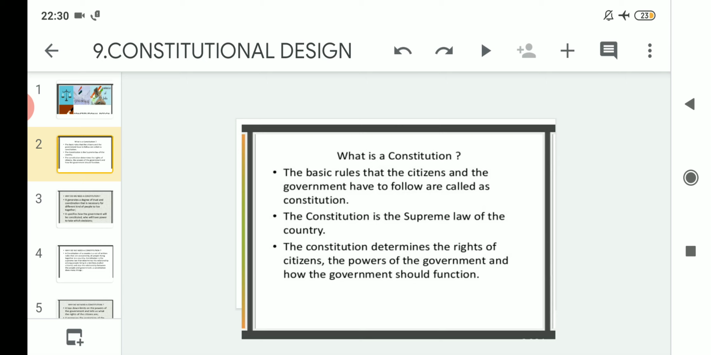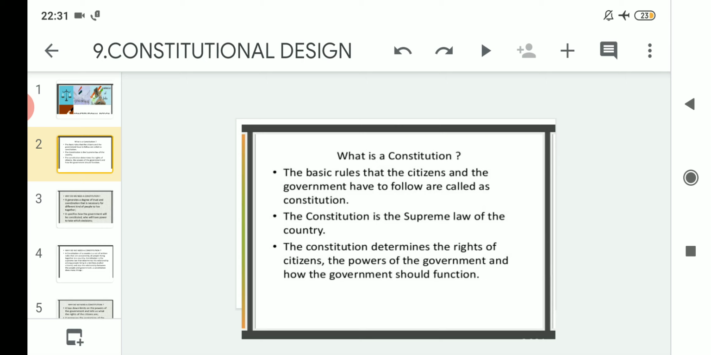After that, the constitution determines the rights of the citizens and the powers of the government and how the government should function. Regarding point number 3, I have explained earlier that the constitution gives us the rights and the fundamental duties also. And the certain rights we enjoy, we enjoy due to the constitution.